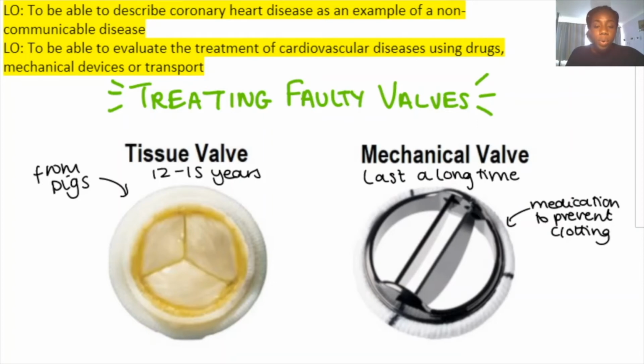So a tissue or biological valve is often taken from a pig, for example, and these last about 12 to 15 years and work fairly well. On the other hand, a mechanical valve is obviously artificial, made out of metal and other materials, and these tend to last a really long time. However, there is an increased risk of blood clot formation if you do have a mechanical valve. Therefore, you have to take medication as long as you have the valve to prevent the formation of blood clots.